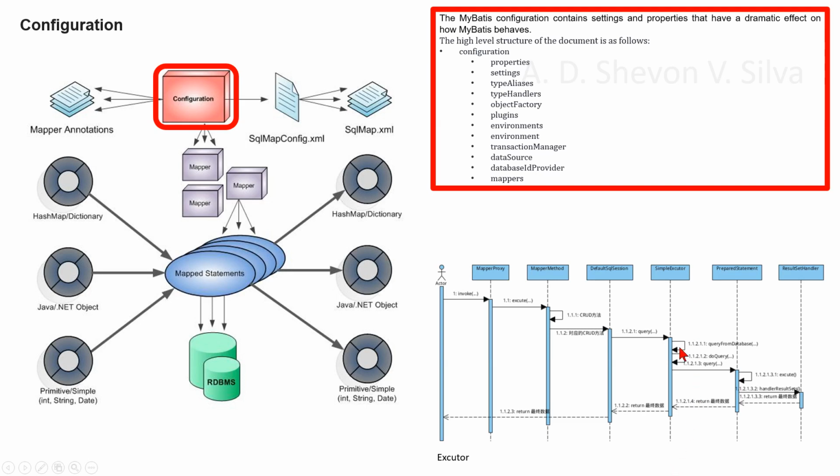Ordinary executor has three types. They are all inherited from the base executor. Batch executor is specially used to execute batch SQL operations. Reuse executor will reuse statements to execute SQL operations, and simple executor simply executes SQL without anything special.